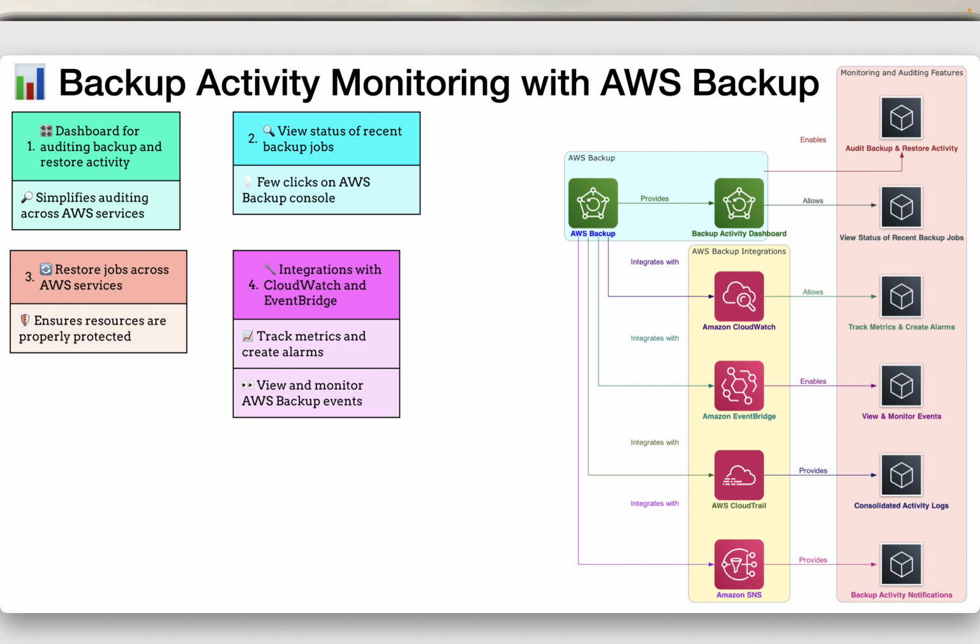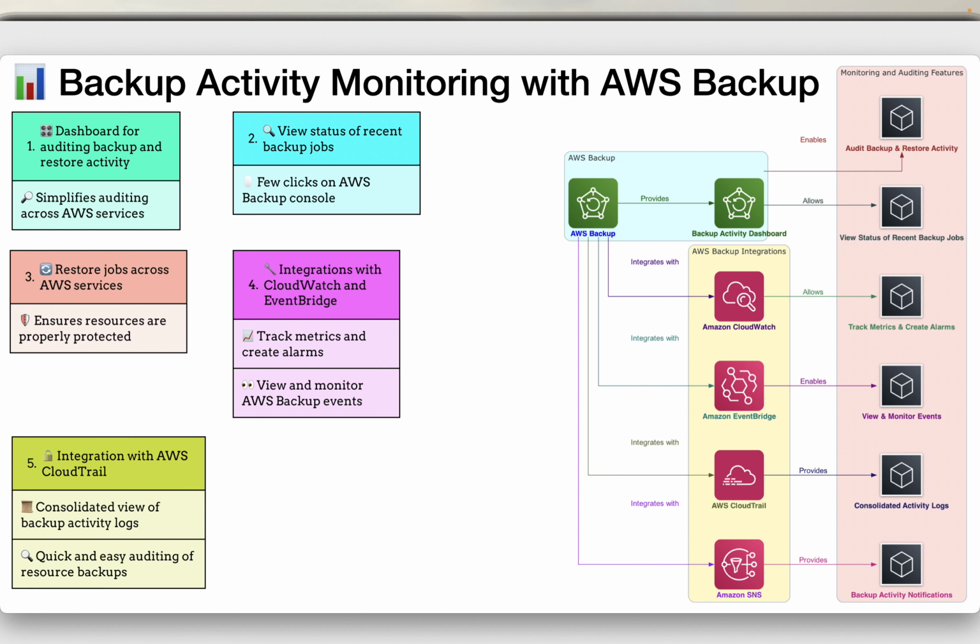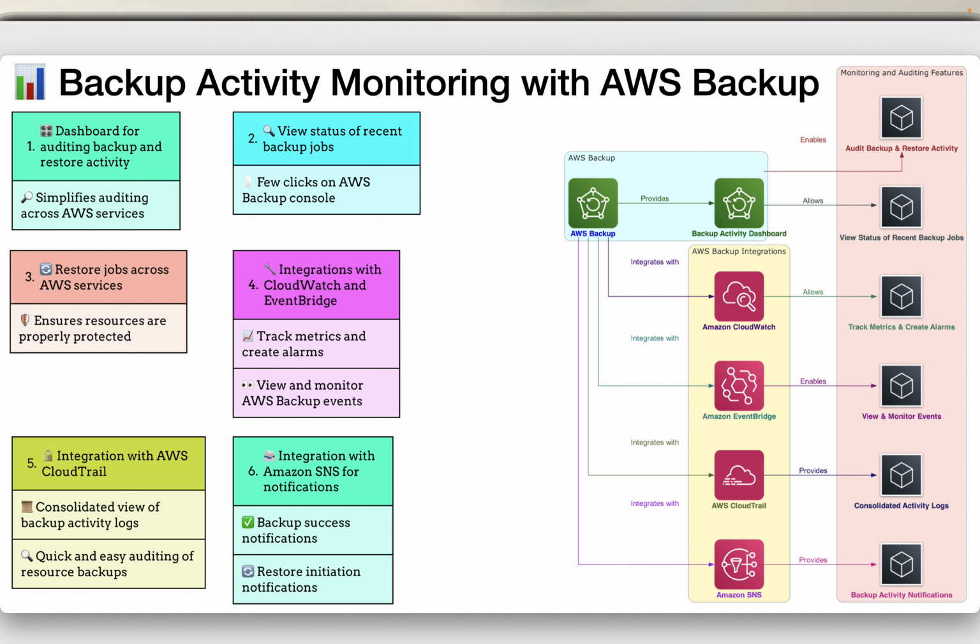AWS Backup integrates with Amazon CloudWatch, allowing you to track metrics and create alarms, and Amazon EventBridge, enabling you to view and monitor AWS Backup events. AWS Backup integrates with AWS CloudTrail, which provides a consolidated view of backup activity logs, making it quick and easy to audit how your resources are backed up. AWS Backup also integrates with Amazon Simple Notification Service (SNS), providing you with backup activity notifications such as when a backup succeeds or a restore has been initiated.